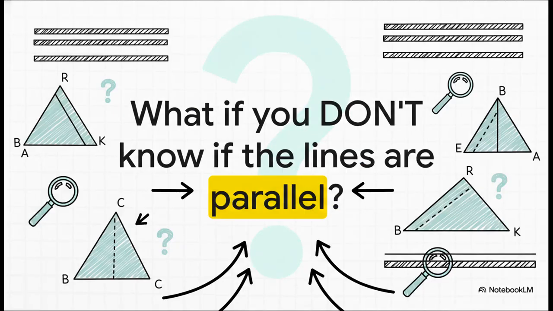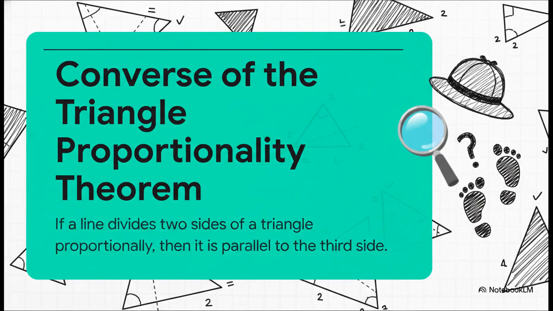Okay, that was great for finding a missing length, but what if we flip the puzzle around? What if you're given all the lengths, but you don't actually know if the lines are parallel? Well, it turns out we can just use our first tool in reverse. And this is the converse of the theorem we just used. You can think of it as the detective version of the rule. It says that if the ratios of those divided sides are equal, then that line must be parallel to the third side. It's our way of testing for parallelism.